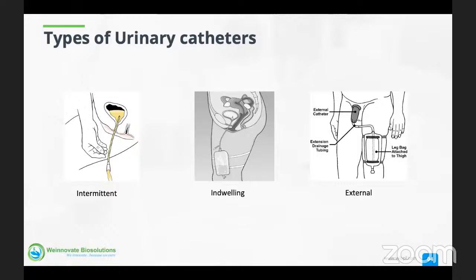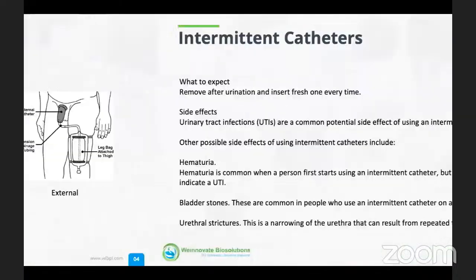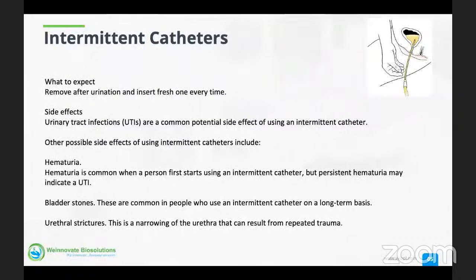The second type is called a retention or indwelling catheter. These are the same as intermittent catheters, but they stay for a longer period of time in the patients. And then the third type is called an external catheter, which is also called a condom catheter. These are used for a very short period of time. Now let's see one by one. First we'll talk about the intermittent catheter.